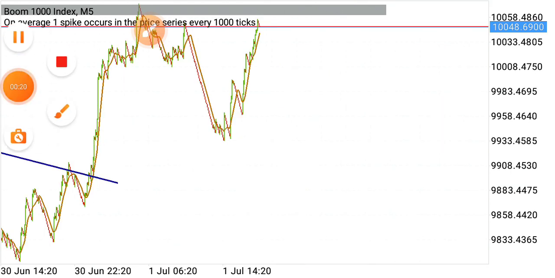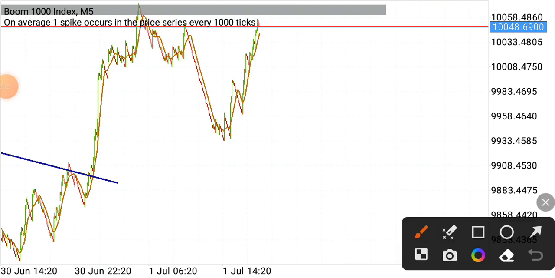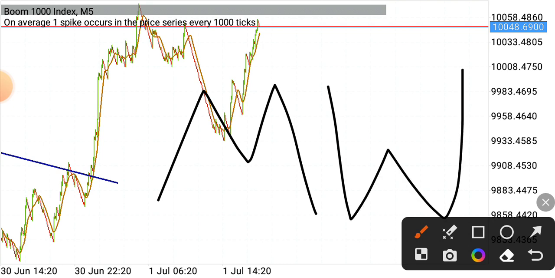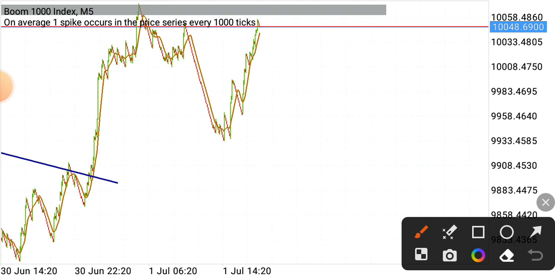The patterns I will be considering in this video tutorial today are the double tops, the double bottoms, and the head and shoulders pattern. That is the double top like this, double bottom, and the head and shoulders pattern, which is this.